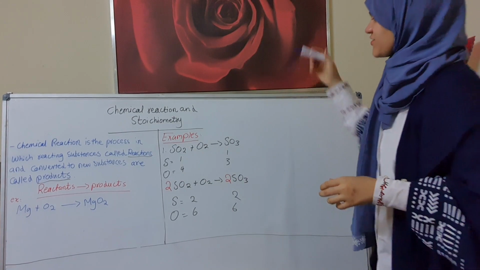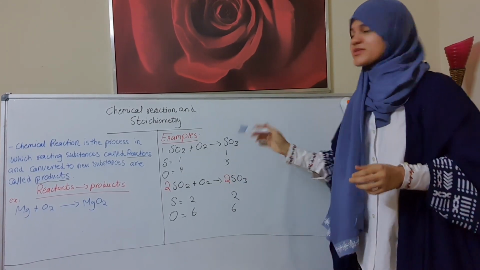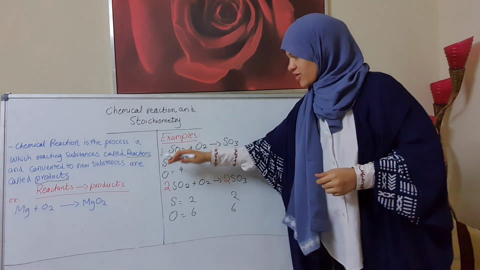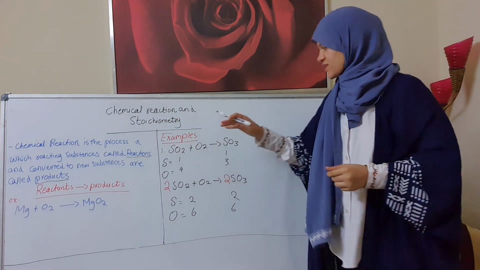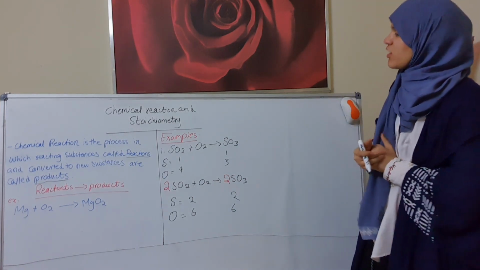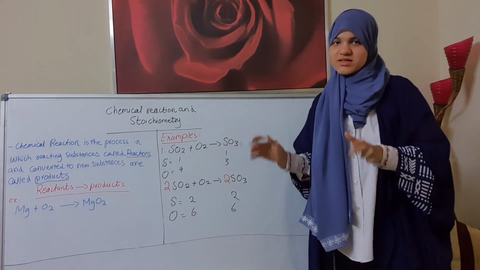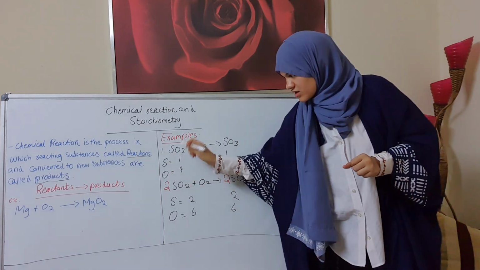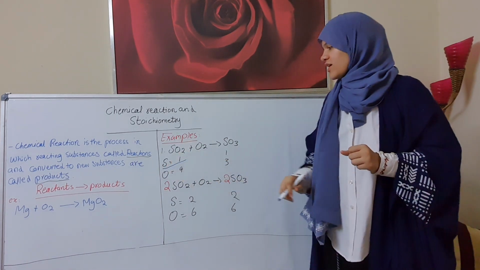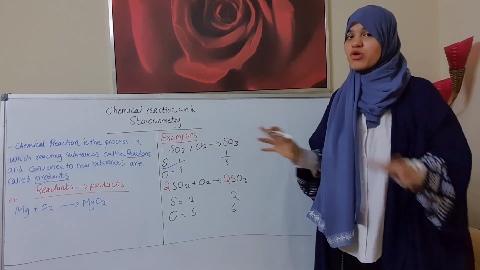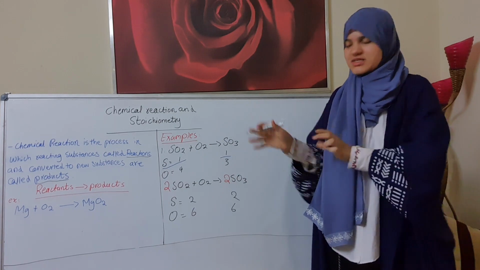Now let's continue with the first example of chemical equations. The first one says sulfur dioxide plus oxygen will give us sulfur trioxide. Now this equation is unbalanced because we have here what? 1 sulfur. And what we have here also, 1 sulfur. Okay, sulfur is balanced in both the products and reactants.